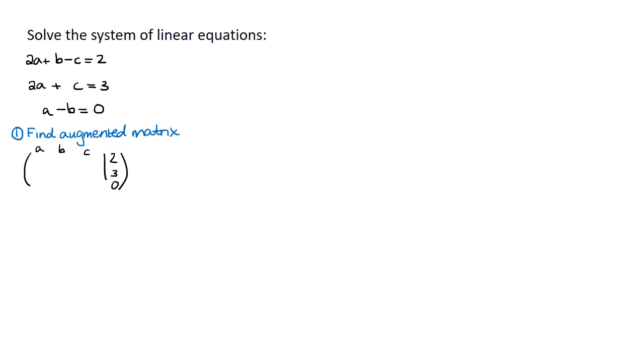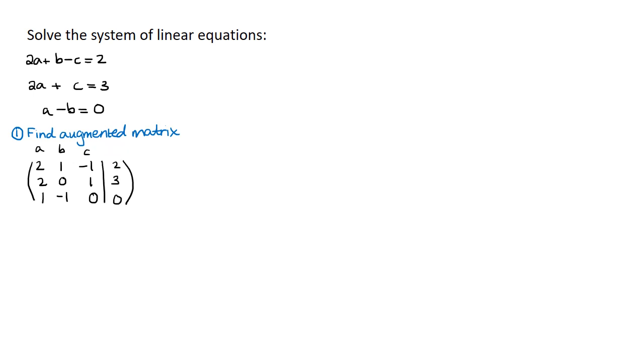The coefficient for A in the first equation is 2, for B is 1, for C is -1. The coefficient for A in the second equation is 2, there's no B here, and the coefficient for C is equal to 1. And in the third equation, our coefficient for A is 1, for B is -1, and there's no C present. So let me tidy this up.